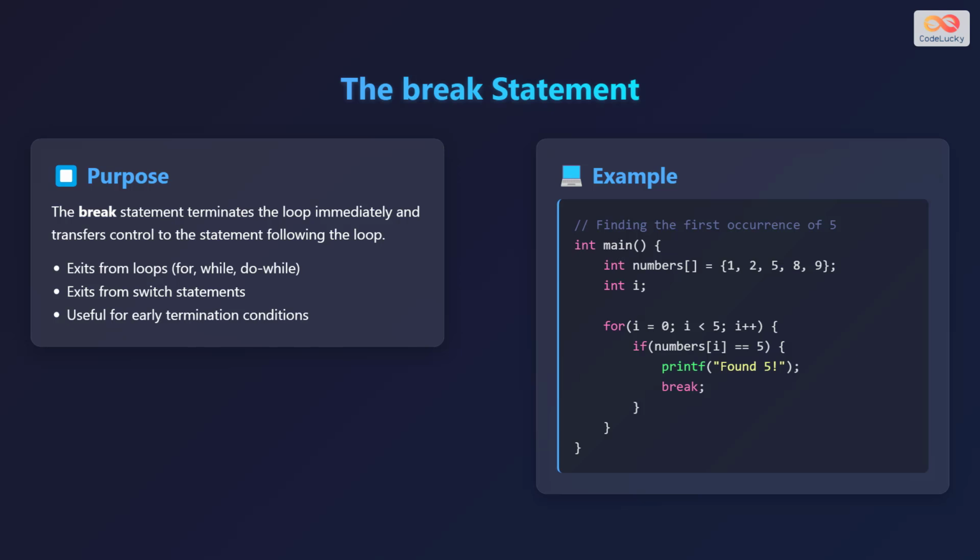Here is an example. This code finds the first occurrence of the number 5 in an array of numbers. We initialize an integer array called numbers with the values 1, 2, 5, 8, and 9. We then use a for loop to iterate through the array. Inside the loop, we check if the current element is equal to 5. If it is, we print found 5 and then execute the break statement. This will immediately terminate the loop.